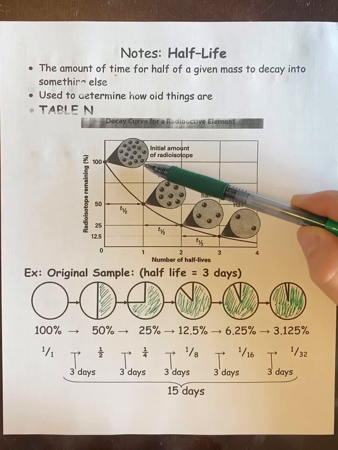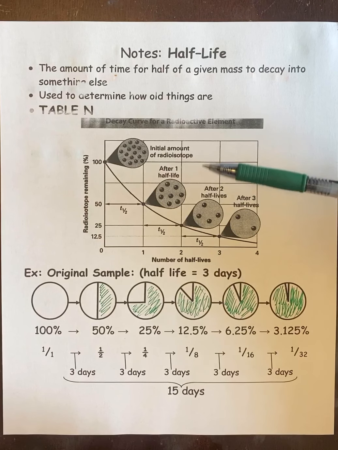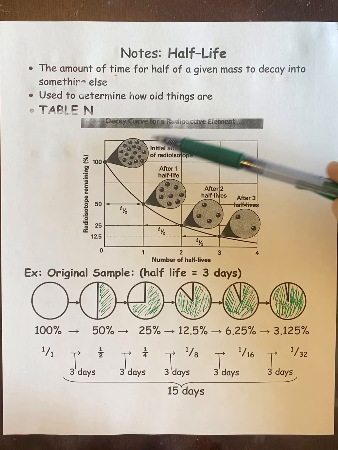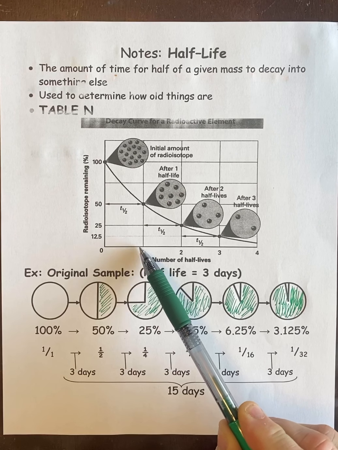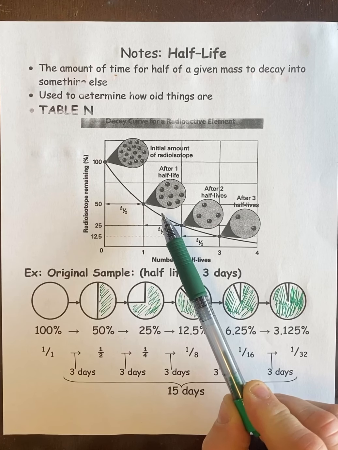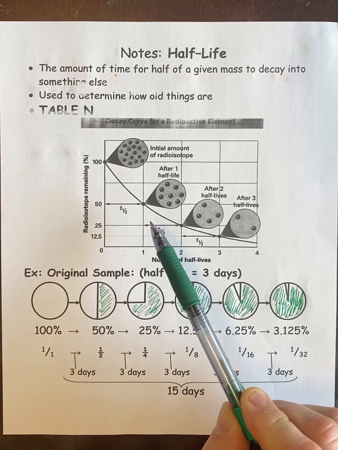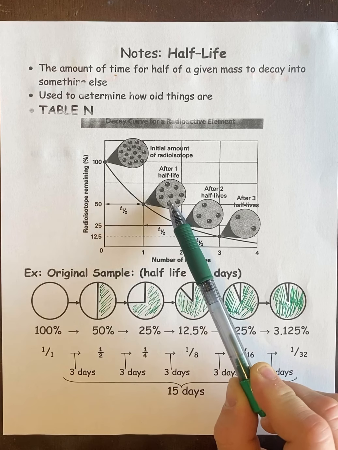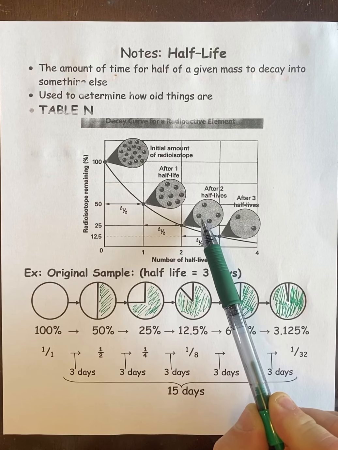So if these are all my radioactive atoms, I'm starting with 100% of the radioisotopes, so they're all radioactive. After one half-life, half of those will be gone and turned into something else. That's why they're not pictured. They didn't disappear, they're just no longer here because they're not the original elements. And then half won't. And then in another half-life, half of the remaining half will decay into something else.